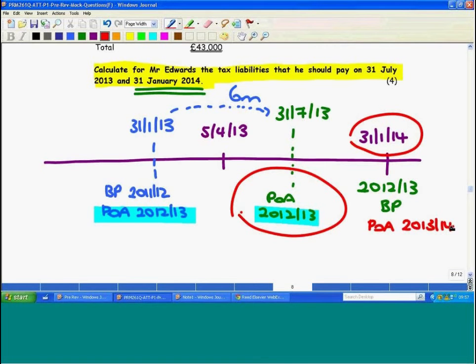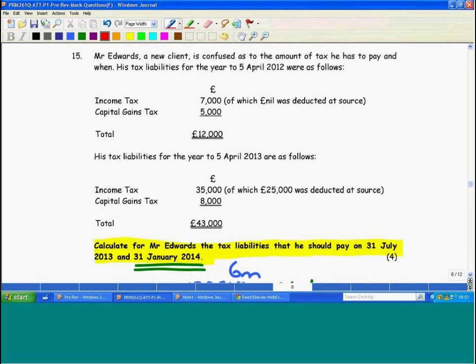Okay, so let's have a look. Let's go back to the numbers. Now we're told we've got Mr. Edwards, who's a new client who's confused about the amount of tax he has to pay and when. His tax liabilities for the year to the 5th of April 12. Okay, so let's make this easier. That's the 11-12 tax year were as follows.